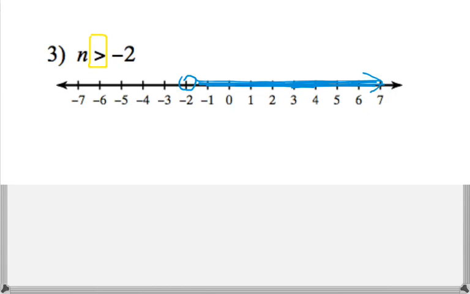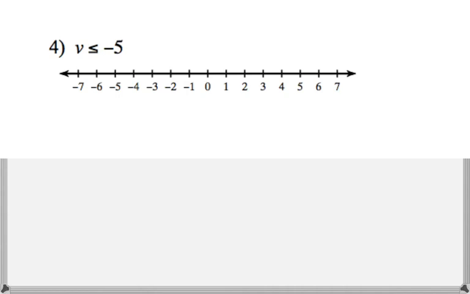Let's look at another example. Here we have v is less than or equal to -5. Our symbol has the or equal to, so we want a closed circle located at that number -5. So here's my closed circle at -5. And what side of that circle are my numbers less than -5? That would be over here to the left. So we can shade in that part of our graph. And we have our graph of v is less than or equal to -5.